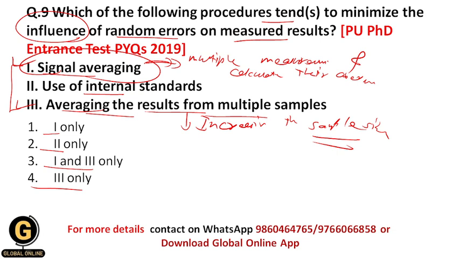Okay, and within the use of internal standards, basically it controls different sources of variability in the measurement process. So there are lots of measurement procedures, and within those measurement procedures there are sources of variability, so we can control these sources of variability in the internal standards method. Okay, that's why here your correct answer should be what? 3, that is 1 and 3 only.